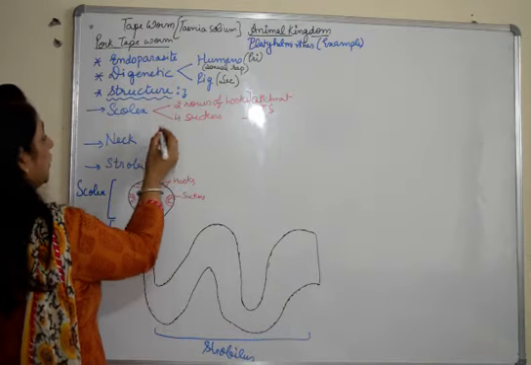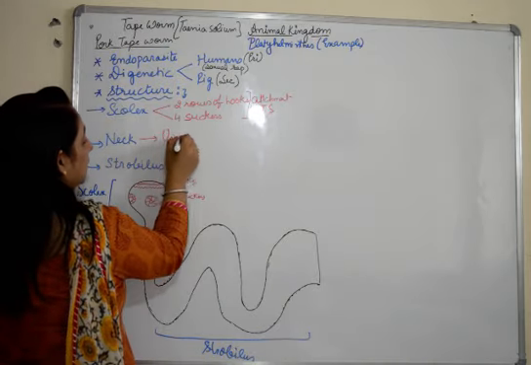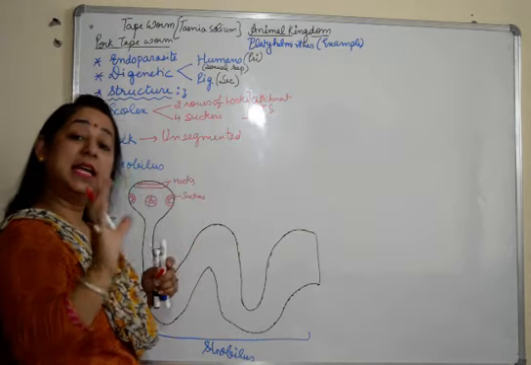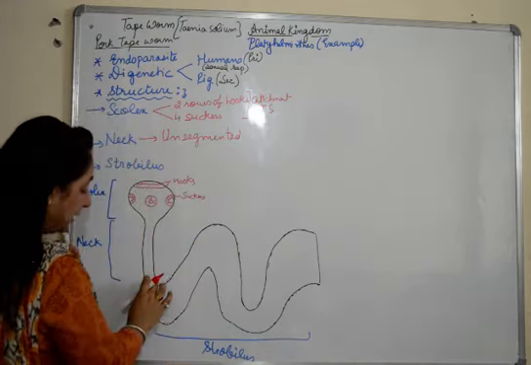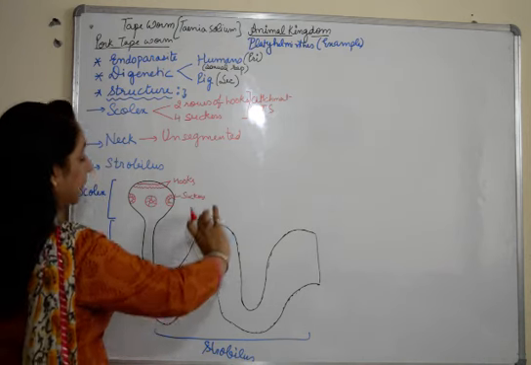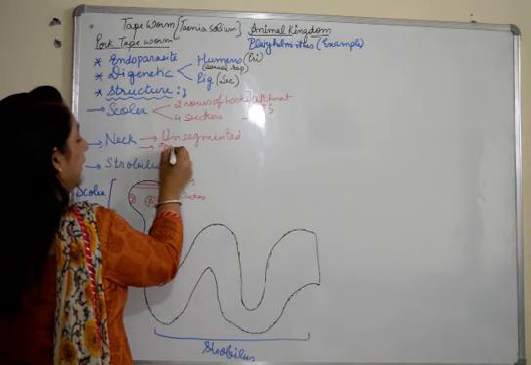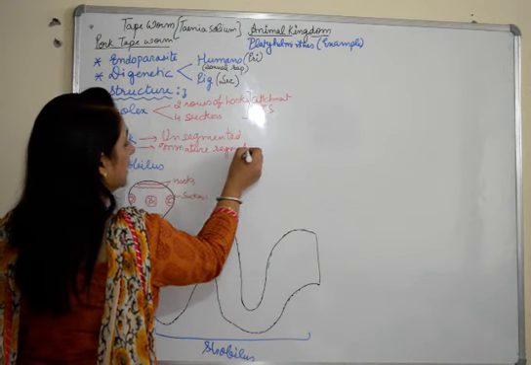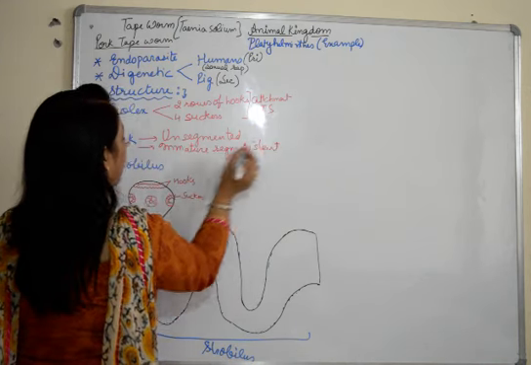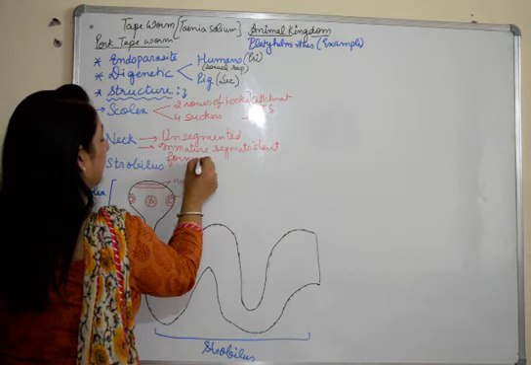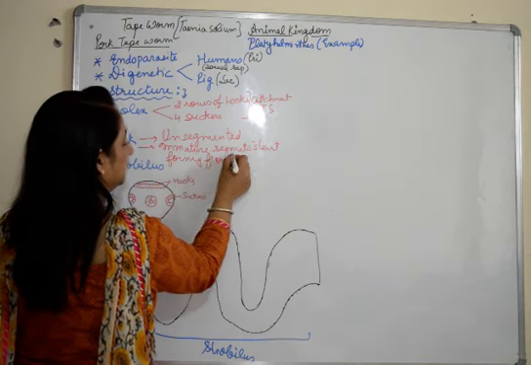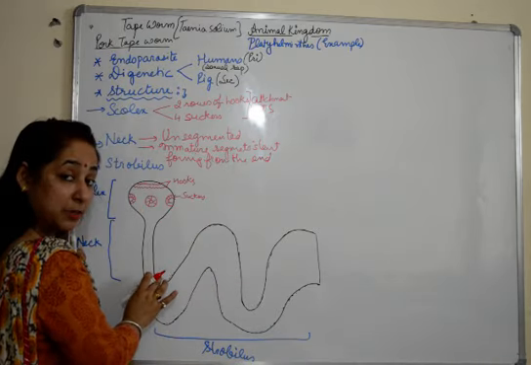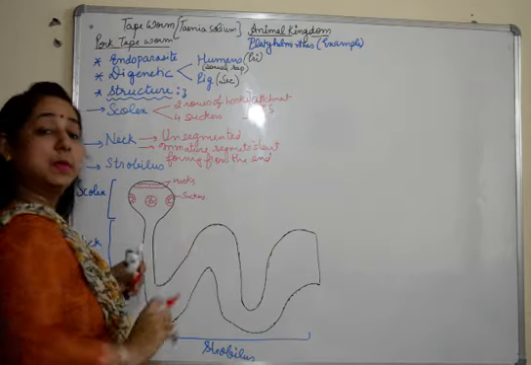Then is the neck region. Neck is unsegmented, and from the end part, from here, the immature segments start forming. From the last part of the neck, the immature proglottids will start forming.